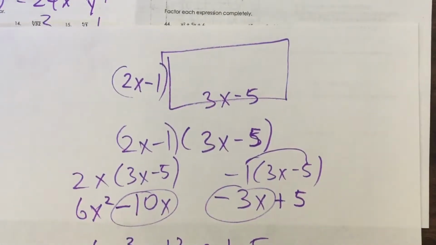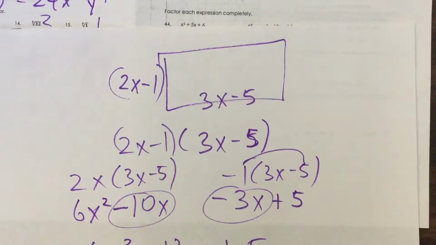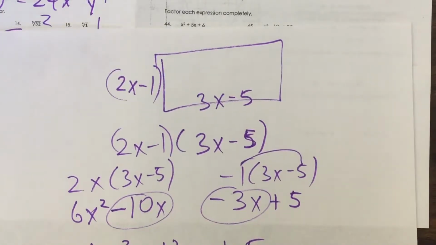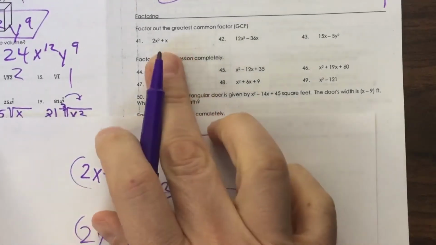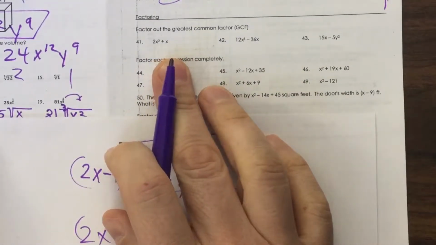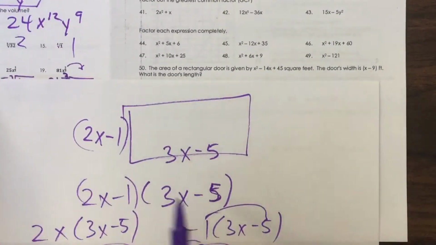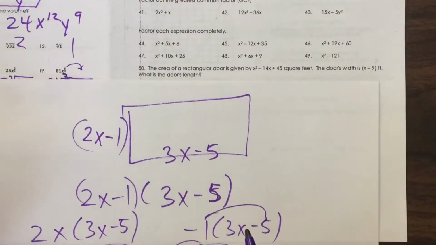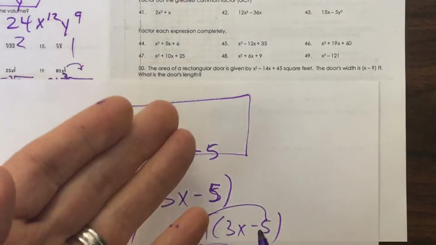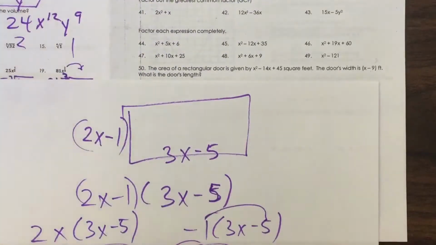Okay, let's take a look at 41. Factor out the greatest common factors. This is a little bit opposite of what we've been doing. We're not distributing in, we're actually pulling out. Say it was already distributed in, and now we're working backwards and pulling out as much factor stuff as we can.